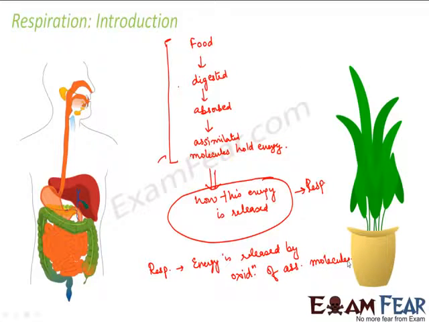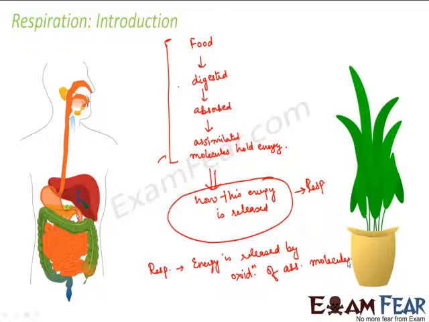Now how will oxidation take place? For oxidation of these molecules, we will need oxygen. So how do we get that oxygen? Oxygen is present in the atmosphere, that we all know. There is 21% oxygen present in the atmosphere. So we need to take that oxygen from the atmosphere. Respiration will talk about this exchange of gases.